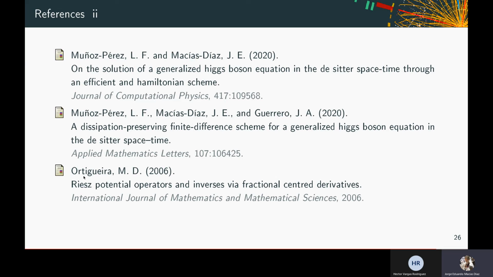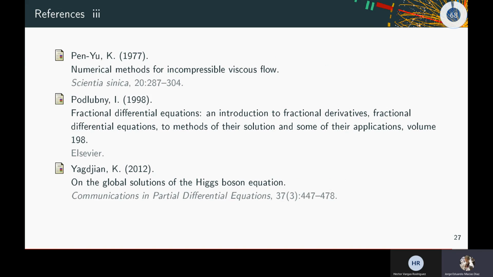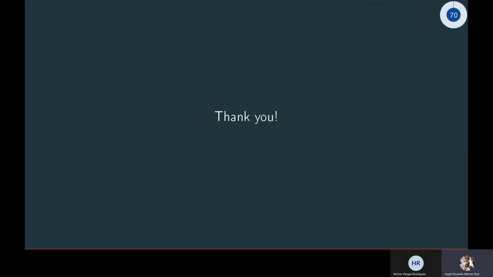This is the way we are approximating the fractional derivative. So we use Ortigueira's perspective. More references. That's it.